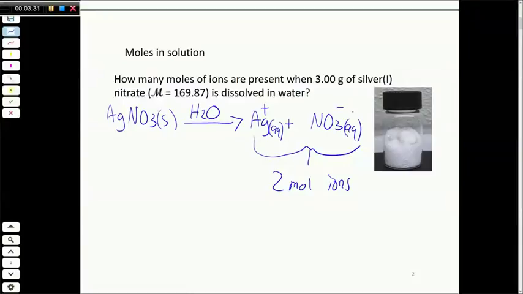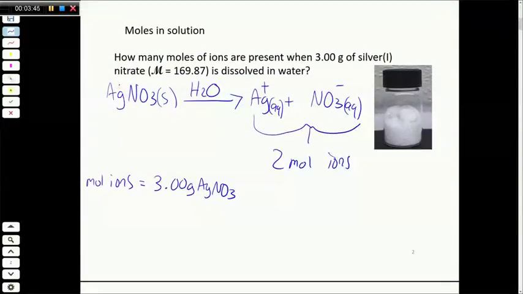So we want to find the moles of ions in this situation. And we're told that we are starting with 3 grams of silver nitrate. We know from many examples last time and the time before how to convert grams into moles. So we use the molar mass of silver nitrate, which is given to us as 169.87. We divide by that number because we're going from grams to moles. So we have 169.87 grams of AgNO3 in 1 mole.